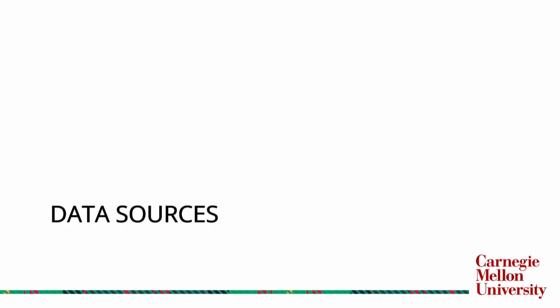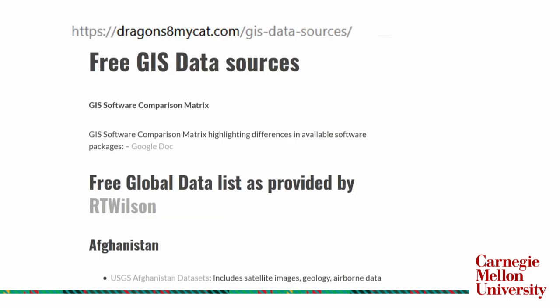There are a lot of data sources out there as well. Start looking at data sources and see which ones could be good for your research project. I like the highly formal dragons8mycat.com/GIS data sources. This is a list of all the free open source data sources that you can get on the internet by country, A to Z. Look up your country and go from there.